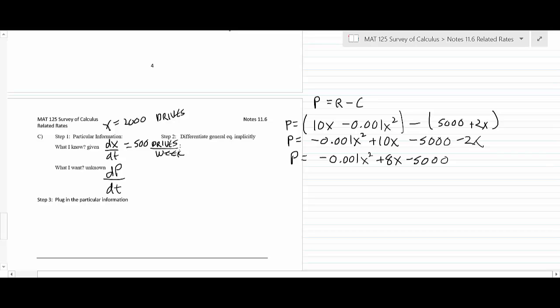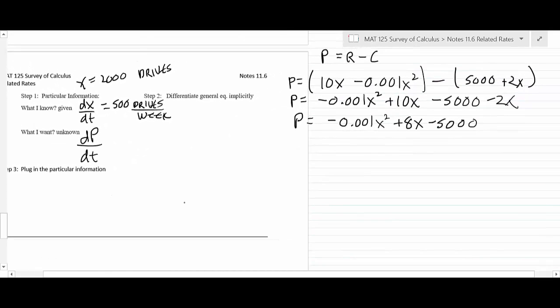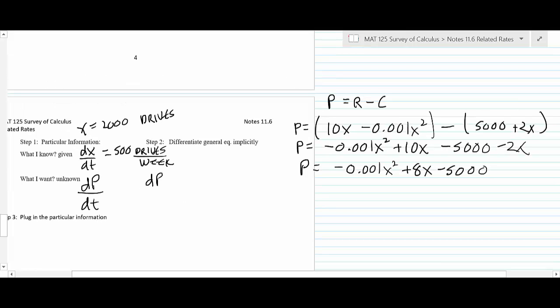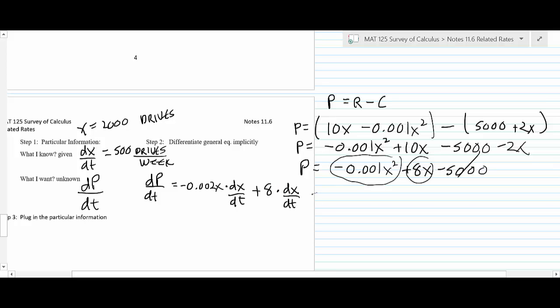Now what you're going to do is your derivative. So you want to go ahead now and do dP over dt. The first piece right there is going to be negative 0.002x times dx over dt. Okay, so we're doing a derivative of x with respect to t. Next piece, that's 8, and then again, it's dx over dt. And of course, the derivative of the constant, 0, you don't have to put that there. I'm just emphasizing that.